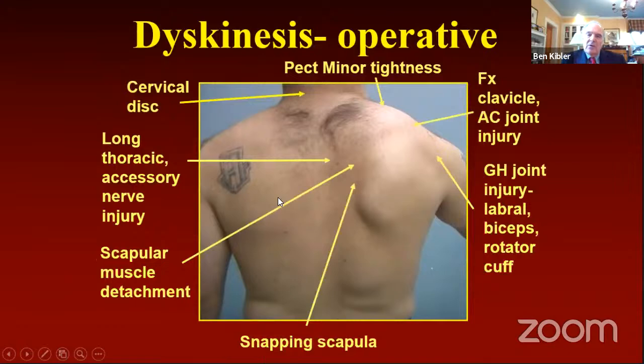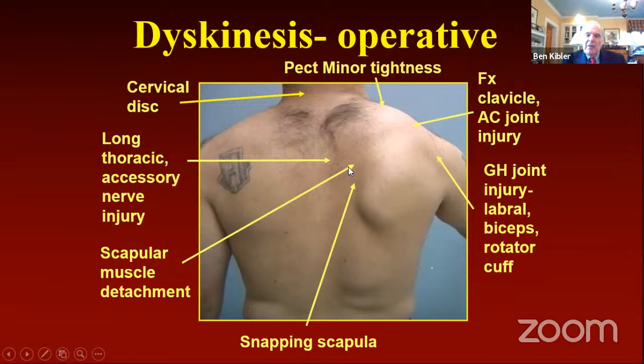Now, there are operative things. Sometimes pectoralis minor is so tight you cannot loosen it up, so it has to be released. Fracture of the clavicle or AC joint injury can damage the strut. Glenohumeral joint injury, you can see a lot of times in baseball players or perhaps even cricket. I don't know enough about cricket to know, but internal derangements in the shoulder itself can create muscle weakness, which creates a scapular dyskinesis. There's also this thing called snapping scapula.